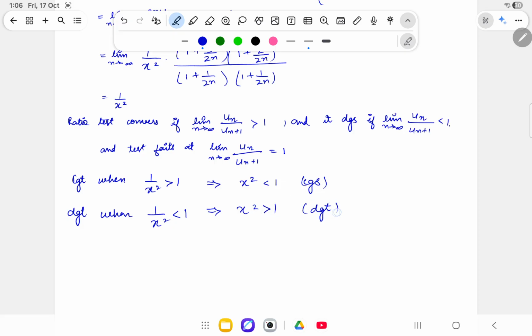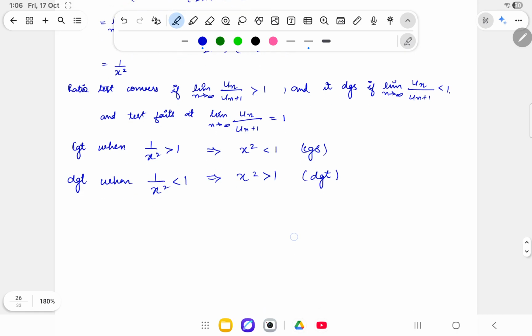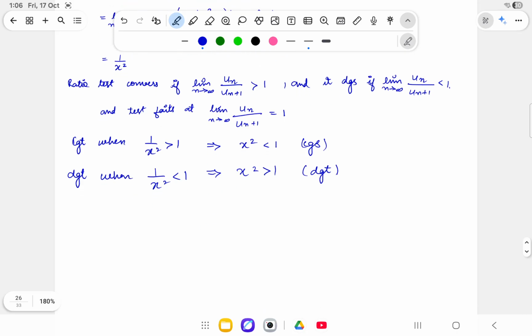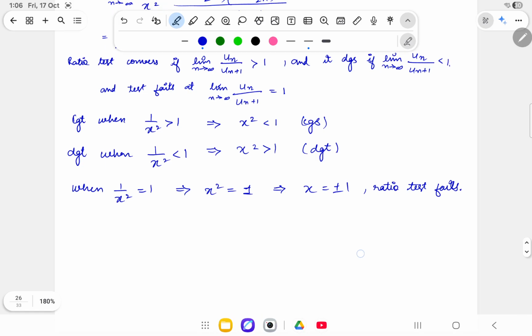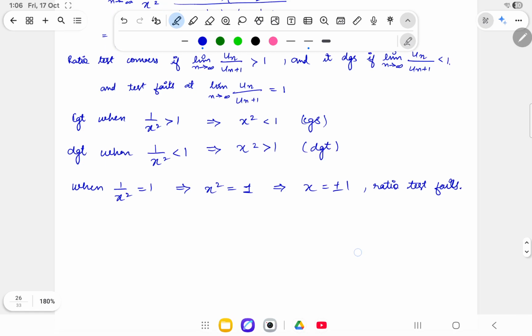And when 1 by x square is equal to 1, that means at x equals 1 and minus 1, the test fails. So when 1 by x square equals 1, x square equals 1, which gives x as plus minus 1. The ratio test fails. Now we'll use another test to check at these 2 points whether it is convergent or not. So let's do that.